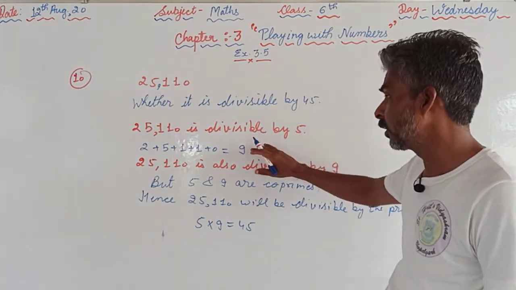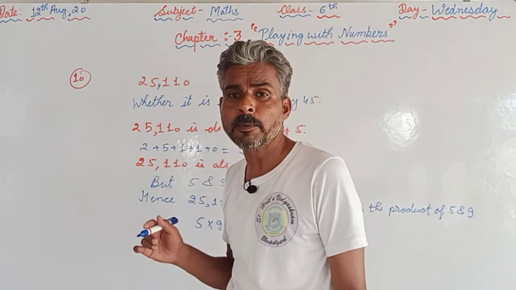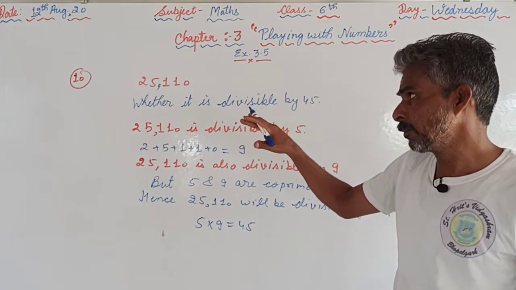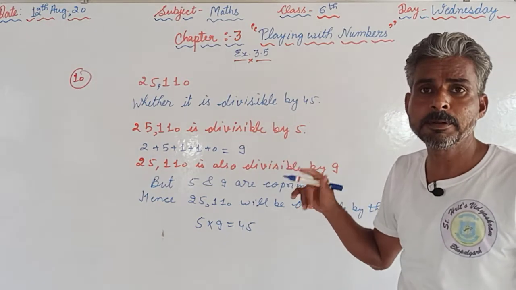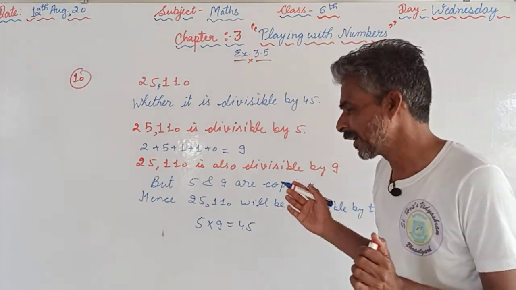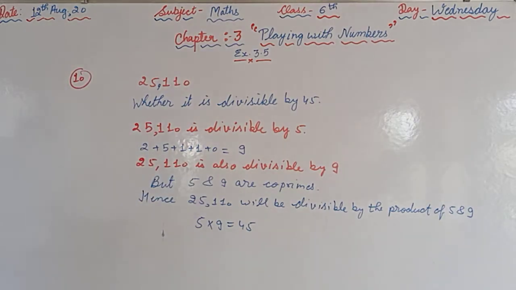5 is prime, but 9 is not prime, but they are co-prime. Co-prime means they do not have any common factor other than 1. Hence that number 25,110 will be divisible by the product of 5 and 9. The product of 5 and 9 is 45. Hence our question is solved, that 25,110 is divisible by 45. Yes, and we have given the explanation as well why that number is divisible by 45.